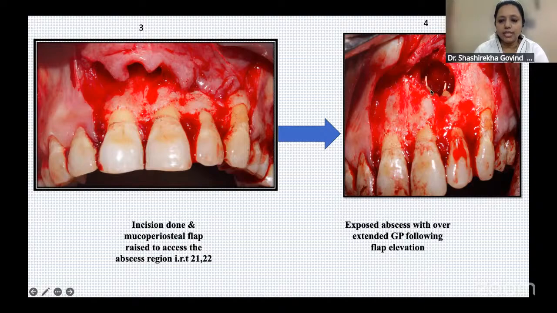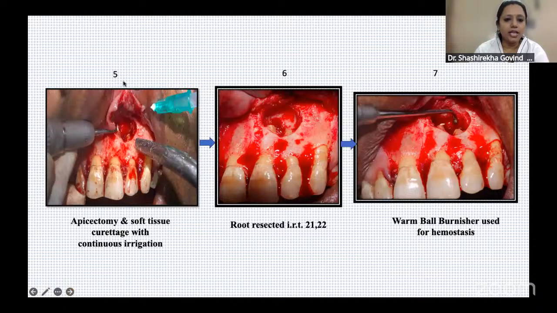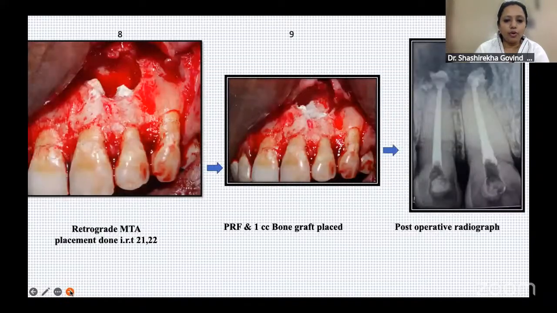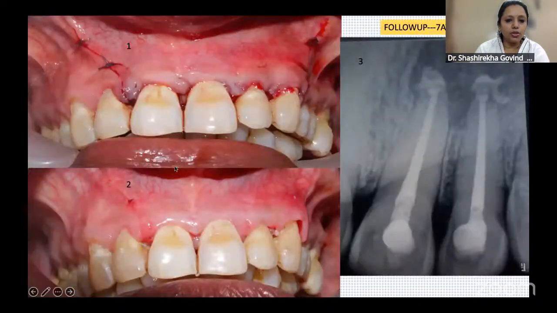That's how you can see the gutta-percha, which was exposed here. And in 5 and 6, in 5 again we did apicectomy. You can see in picture 6 where we have done the apicectomy, followed by the heated instrument used to seal the gutta-percha, and followed by MTA placement around the root apex. This is how it shows in the radiograph. This is immediate suturing, and the 7 days follow-up is your picture 2 and radiograph 3.